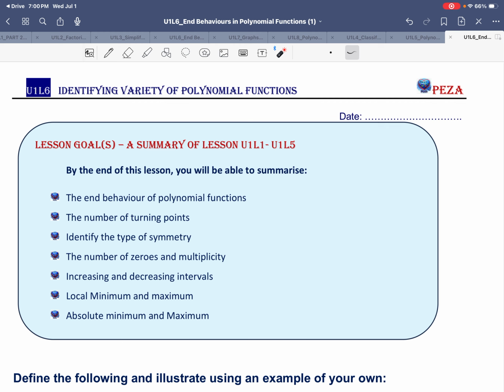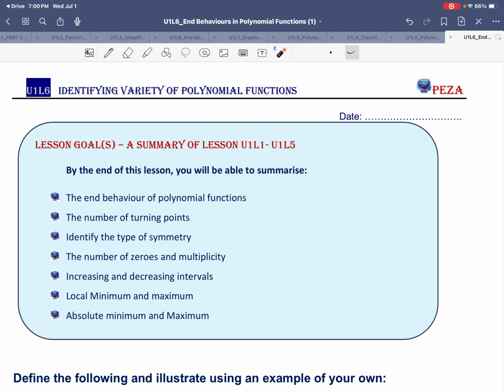In this video, we'll bring together everything that we have learned about polynomial functions by creating a comprehensive summary of their key features and characteristics. So by the end of this lesson, you'll be able to identify and describe the end behaviors of polynomial functions, the number of turning points, identify the type of symmetry, the number of zeros, and multiplicity, increasing and decreasing intervals, local minimum and maximums, as well as absolute minimum and maximums.